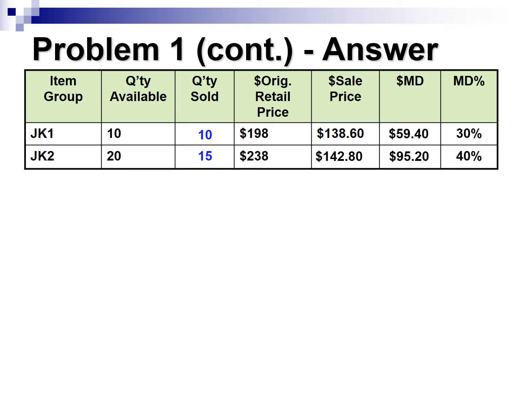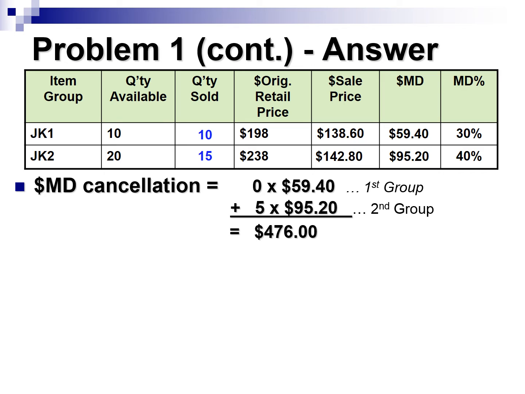Now let's think about the markdown cancellation. How do we calculate markdown cancellation from here? Markdown cancellation is about the items that remained unsold in the store, right? Because from the first group, all 10 available items were sold. So 0 items were left unsold. So from the first group, the markdown cancellation dollar will be 0 times the markdown dollar, which was 59.4, which is 0. So you can ignore the first group.